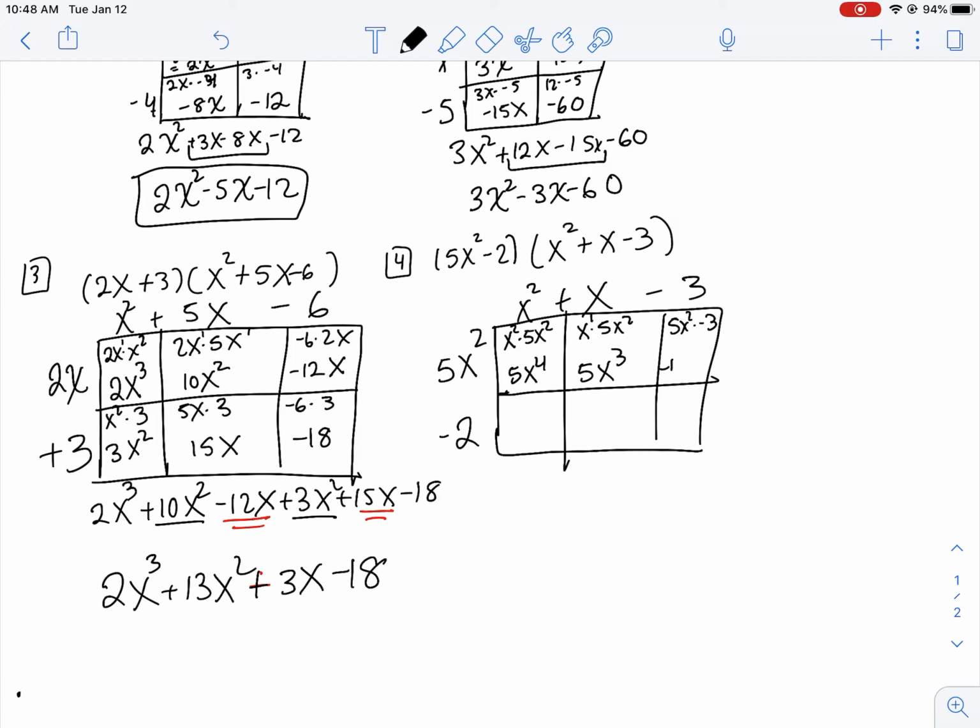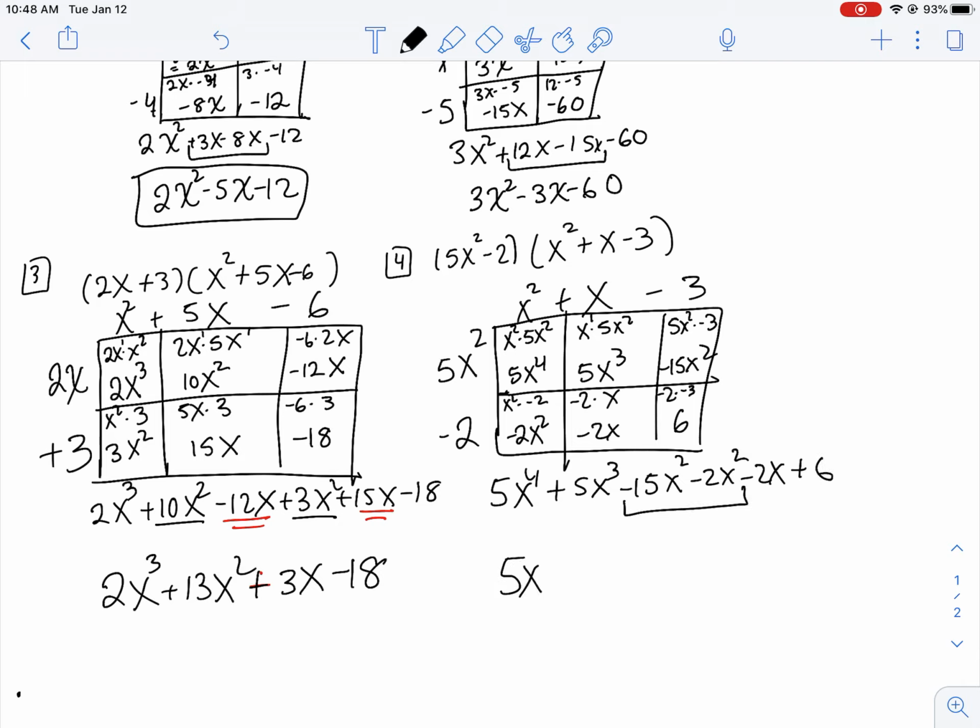Again, order doesn't matter. So negative 15x squared. X squared times negative 2 is negative 2x squared. Negative 2 times x is negative 2x. And negative 2 times negative 3 is a positive 6. All right, so let's see what we can combine. Okay, the only thing I can combine here are the x squareds. Everything else are not like terms. They all remain separate. So negative 17x squared minus 2x plus 6.